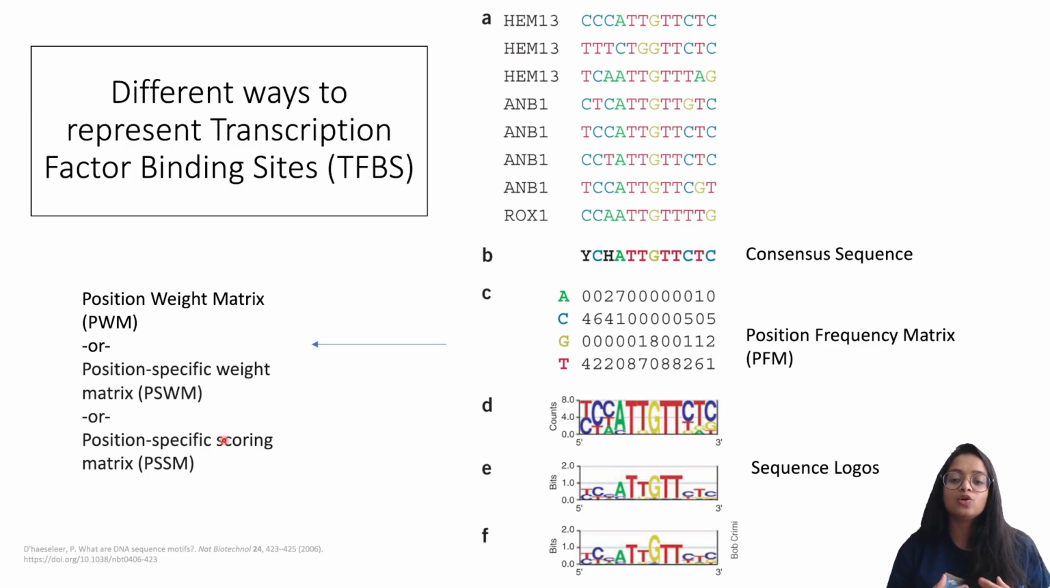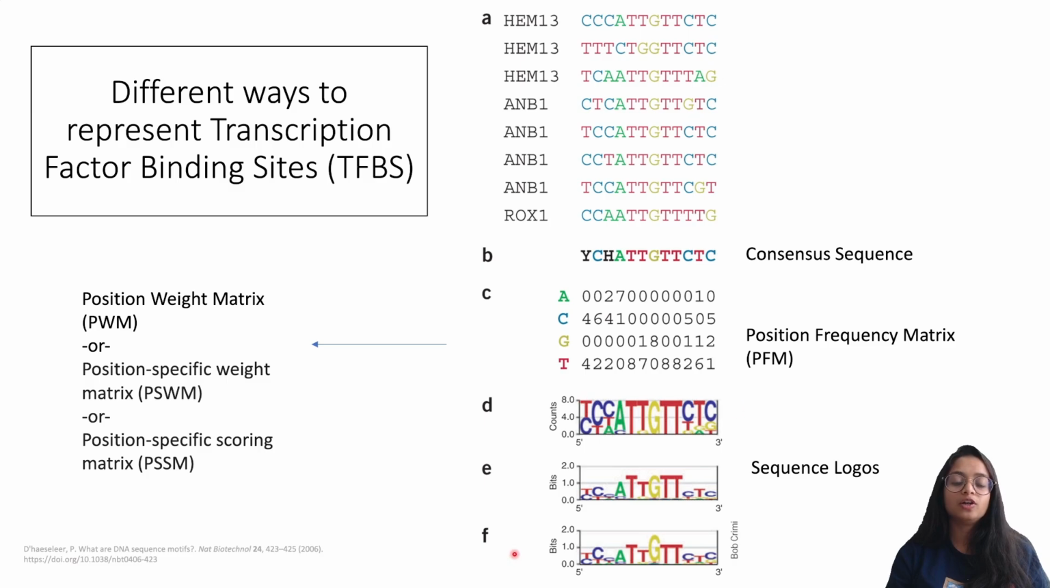So essentially, the nucleotides are represented by letters A, C, G, and T, and the log odds scores are represented as numbers in the matrix. So essentially, the higher the log odds score, the more likely the nucleotide is to occur at that position. And finally, the consensus sequence, position frequency matrix, and position weight matrix can be represented as sequence logos.